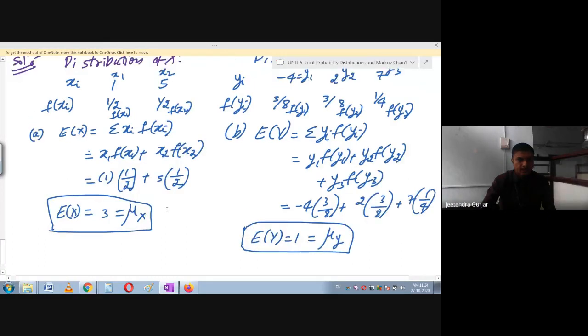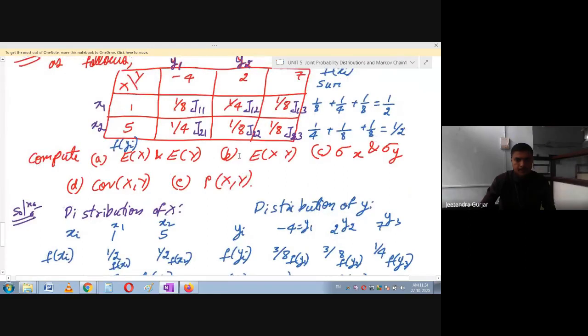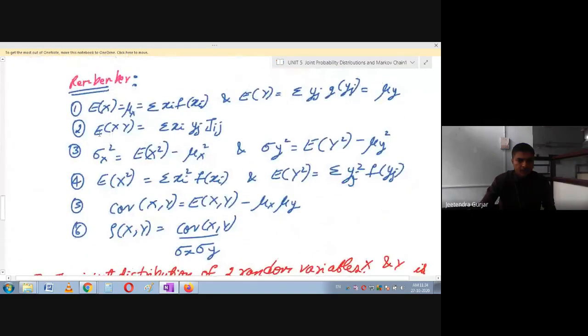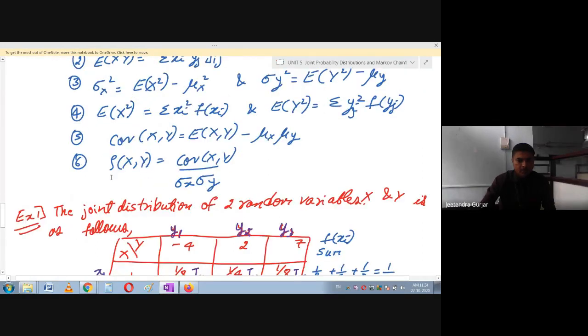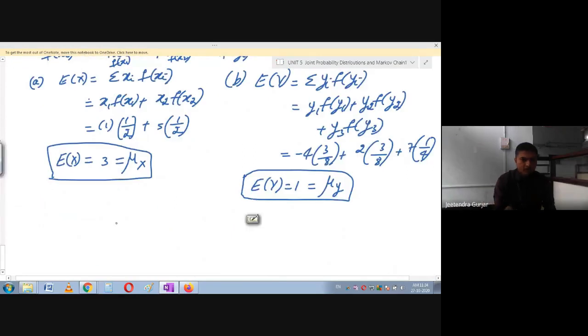So next we will see b, that is E of XY. Please remember the formula for E of XY, which is equal to the sum of xi into yj into Jij. Please remember this formula. I'm going to use this to calculate b, that is the expectation of XY, students. So please be ready now. Write the formula first.